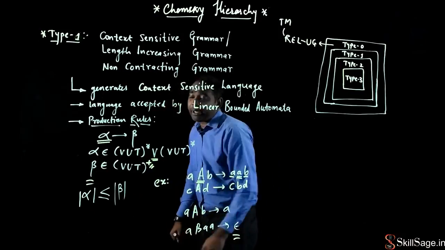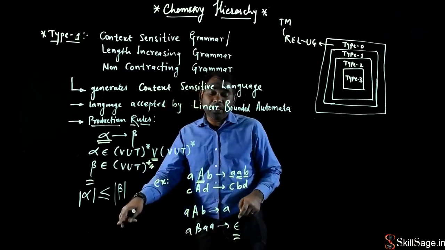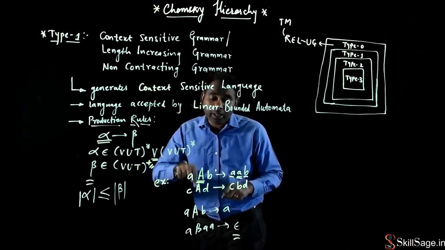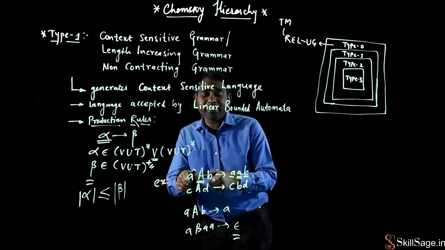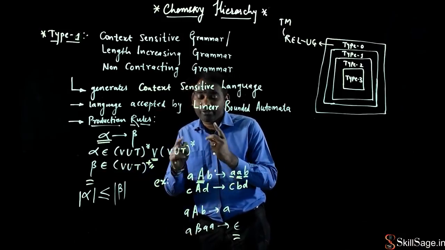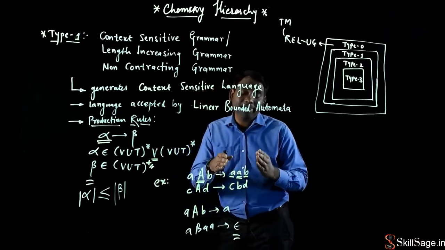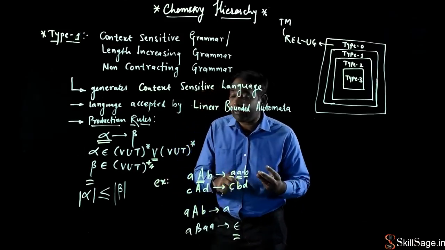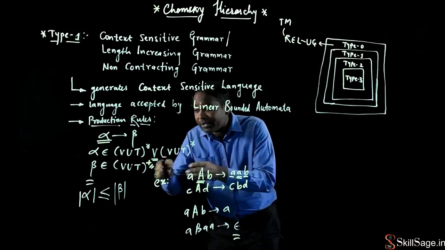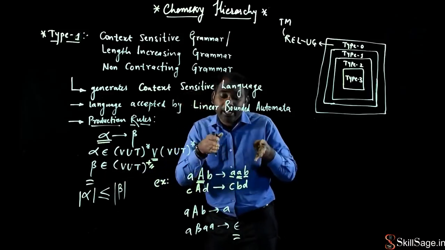What about the third property? The third property says that the length of alpha should be less than or equal to the length of beta. How many symbols are present on the left hand side of my production rule? 3. And how many symbols are present on the right hand side of my production rule? 3. That means here the length of alpha is 3 and the length of beta is 3.